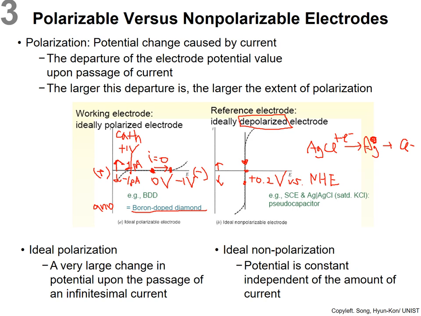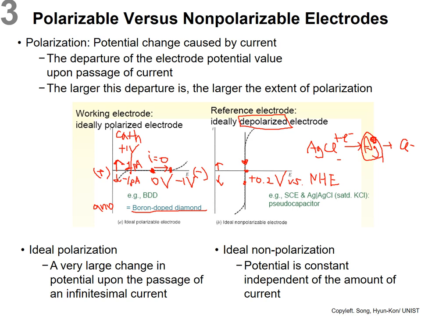At this point, there is some equilibrium between those two, silver metal and silver chloride. When you apply a positive potential, it means you push the electrons into this system, then silver chloride is changed into silver. We have a lot of silver chloride and we have a lot of silver. So the reduction potential is not changing because silver chloride and silver are solid.